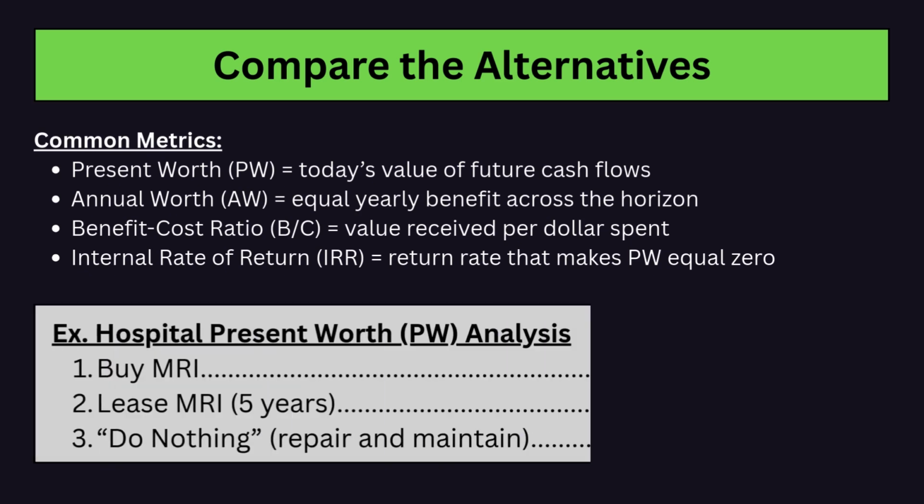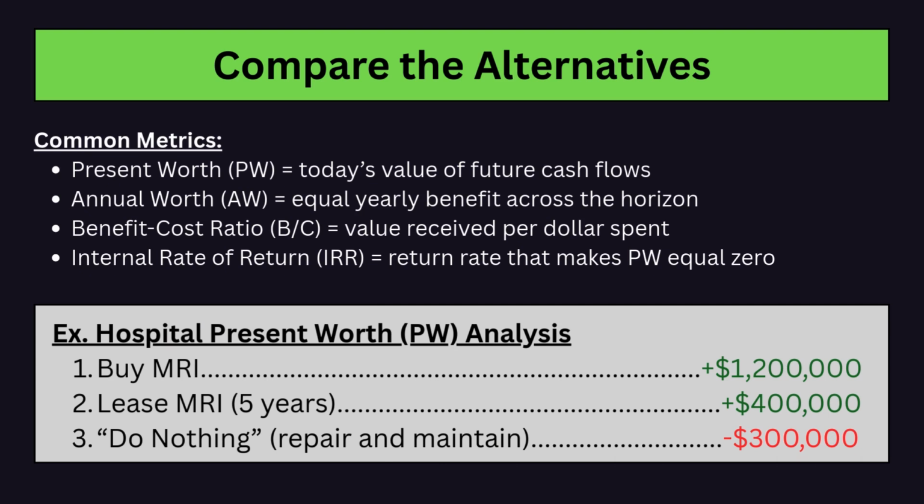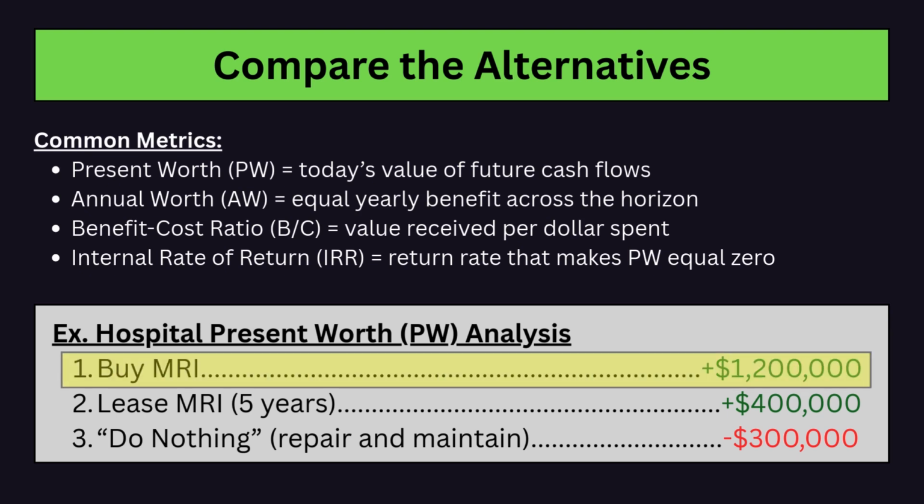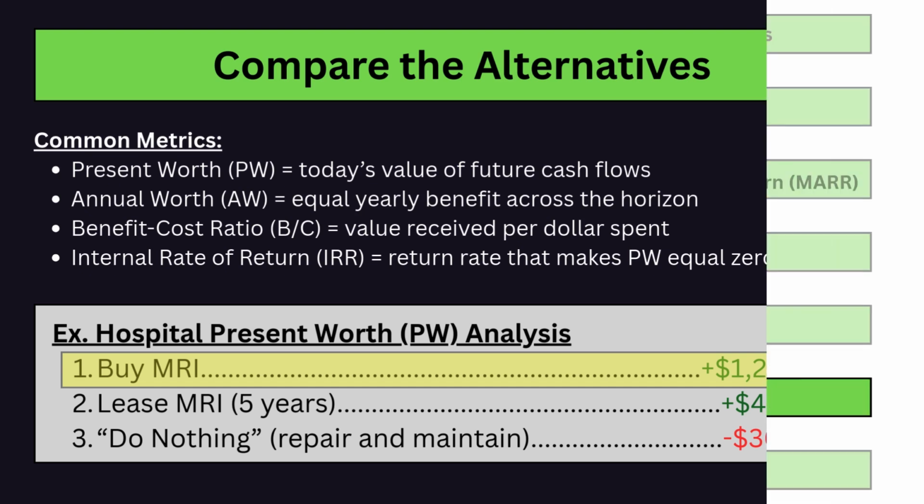For now, let's say that we used a present worth analysis and calculated that purchasing the MRI yields $1.2 million, leasing gives $400,000, and doing nothing loses $300,000. Based on present worth alone, buying the MRI wins. Consistent metrics prevent decision-makers from chasing incomplete or misleading numbers.